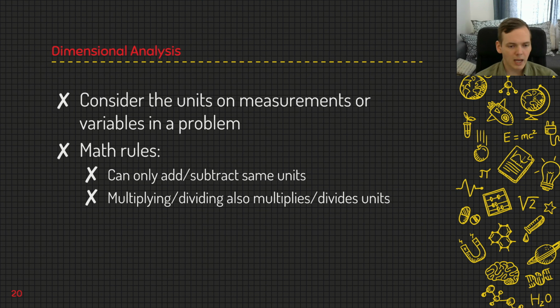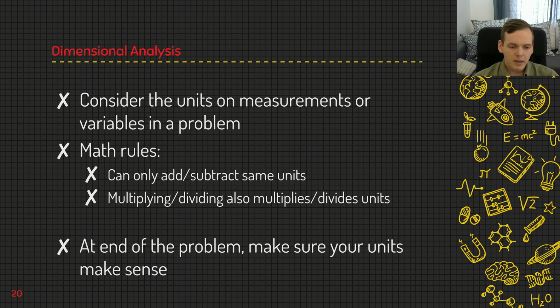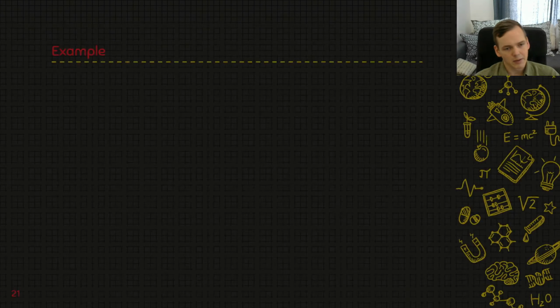If you multiply or divide two measurements or two variables, then their units also multiply or divide. So if I have a meters and a seconds measurement and I divide them, my final units will be meters per second, or meters divided by seconds. So at the end of your problem, just make sure that your units make sense. If you're expecting a length, make sure it's a length.